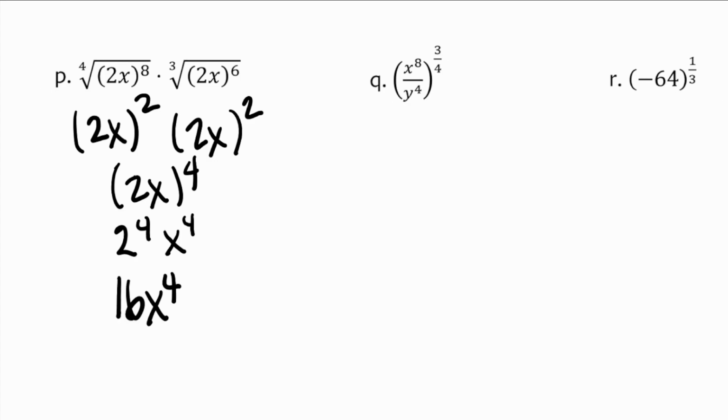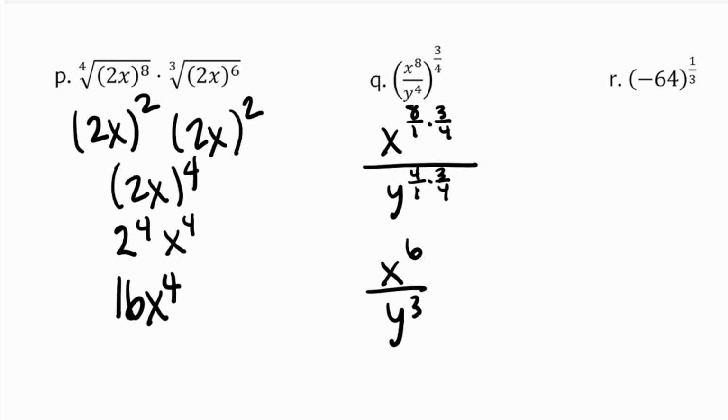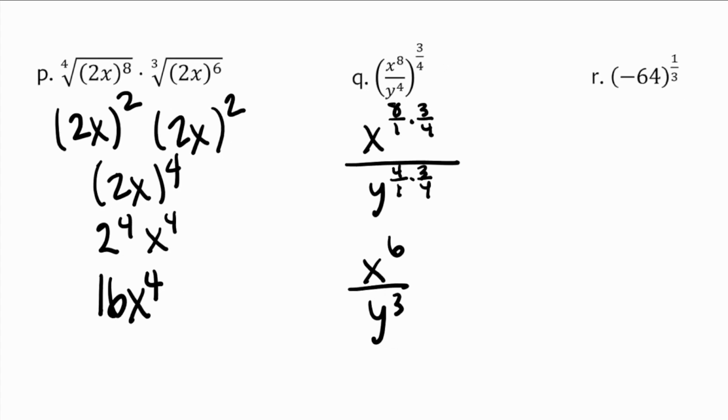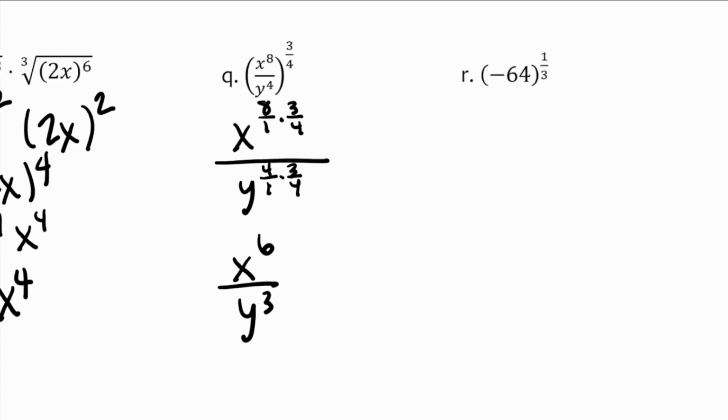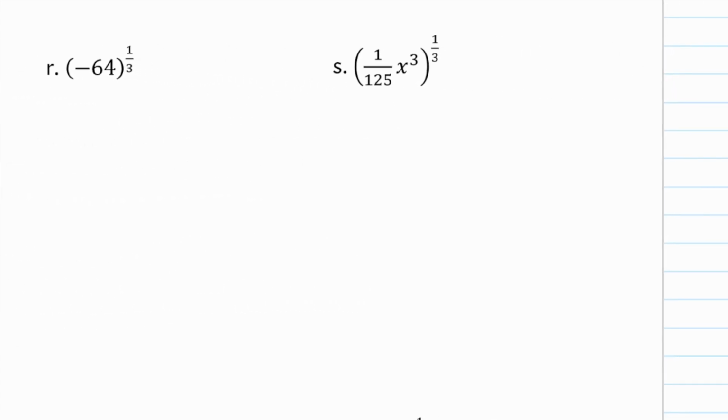Over here, I'm going to just multiply all of these exponents by 3/4. So x to the 8 times 3 over 4 divided by y to the 4 times 3/4. And, all right, that'll be 8 times 3 is 24, divided by 4 is 6, and 12 divided by 4 is 3. So x to the 6 over y to the 3. And there's not going to be anything else we can do with that because of x and y being different.